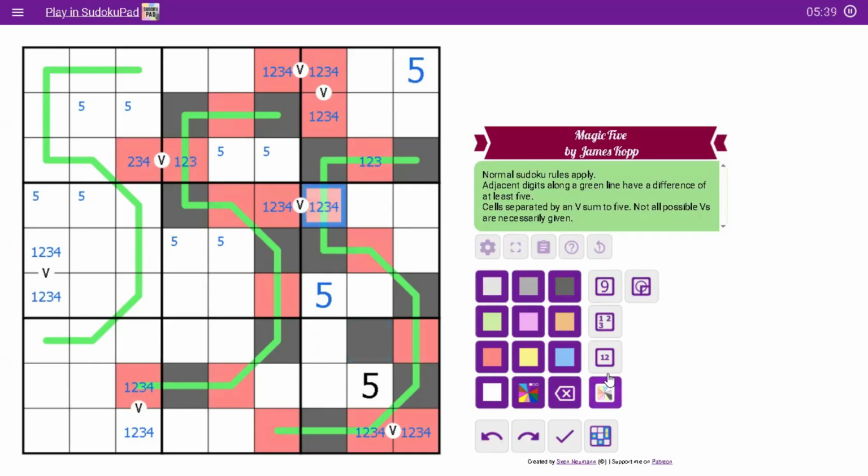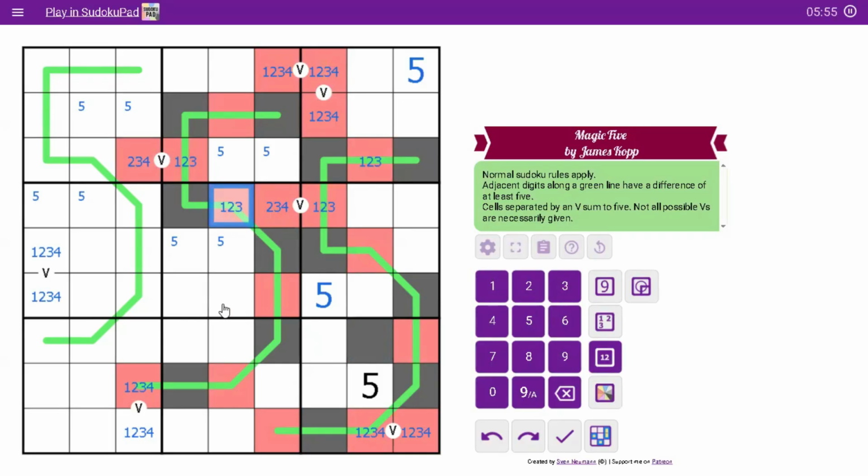Okay, this can't be a 4, right? So this can't be a 1. And that can't be a 4, because again, that'll put double nines here. So it's 1, 2, 3.